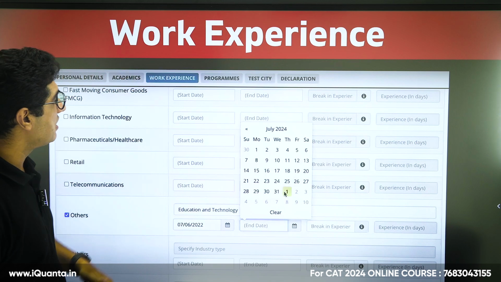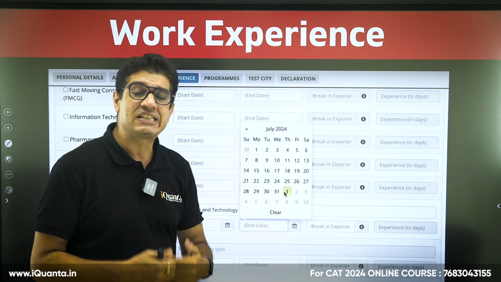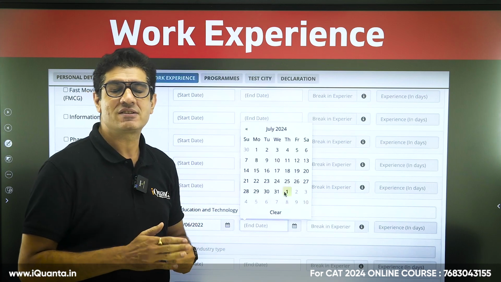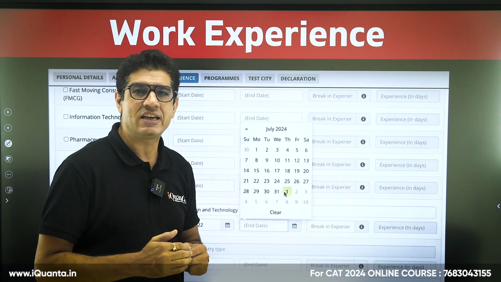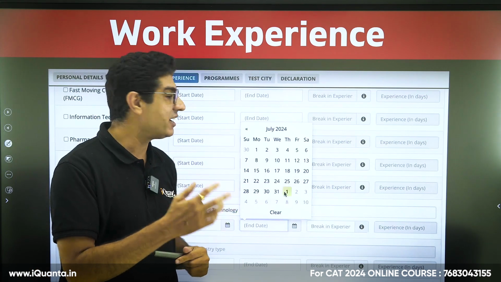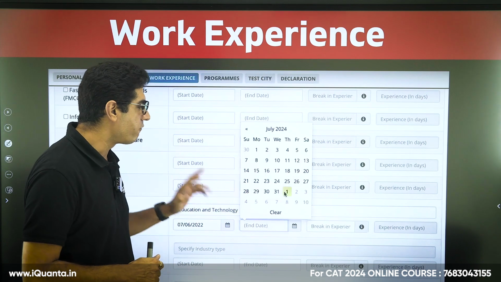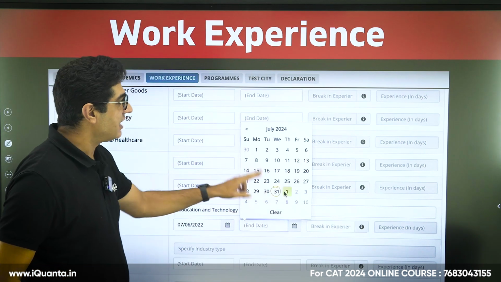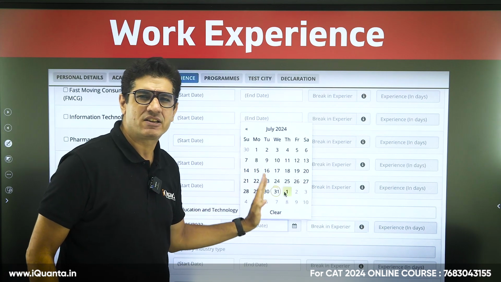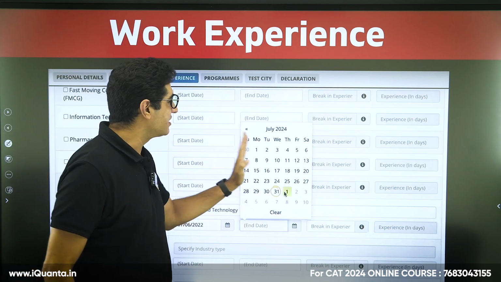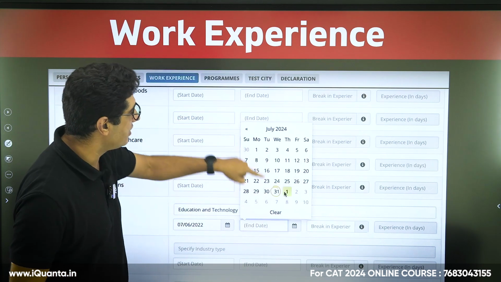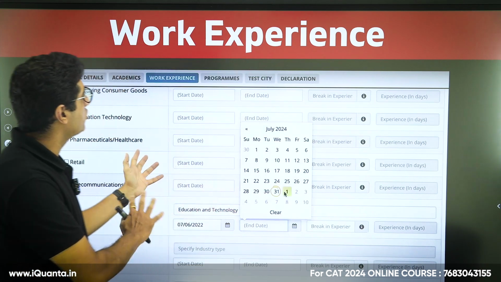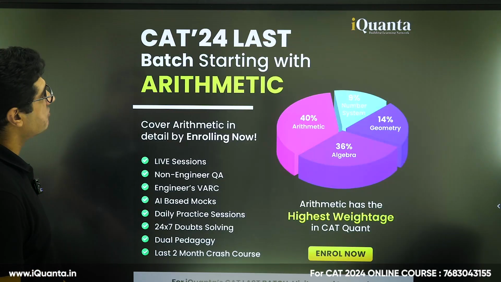Then work experience. So if you are still working, the last date of your work experience that you would treat for the time being is 31st of July 2024. So this is going to be the date by which you will calculate it. Okay, so that's how you'd go ahead and upload. So start date, end date, and along with that, the experience. So these were some of those very commonly asked questions that we've shared with you.